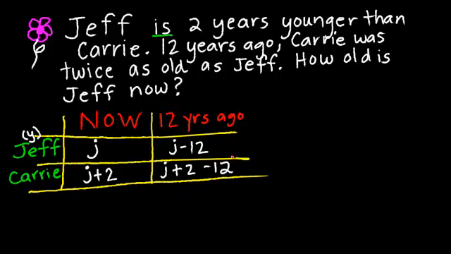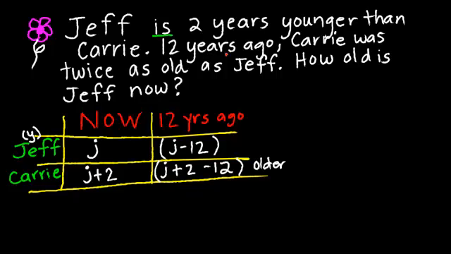Okay? Now, there's a couple other things I know. Carrie was twice as old as Jeff. This doesn't really indicate that, but I do know that Carrie's age 12 years ago was this, and Jeff's age 12 years ago was this. I'm sorry, I said that backwards. Carrie was this, and Jeff was this. Carrie is the older one.